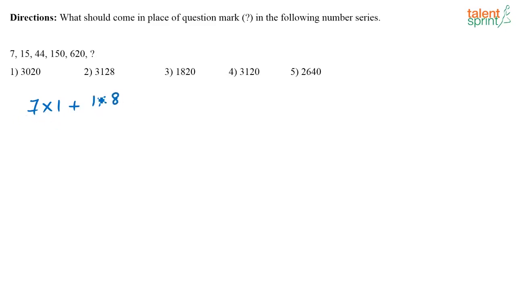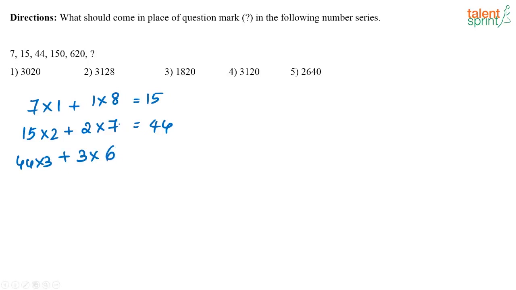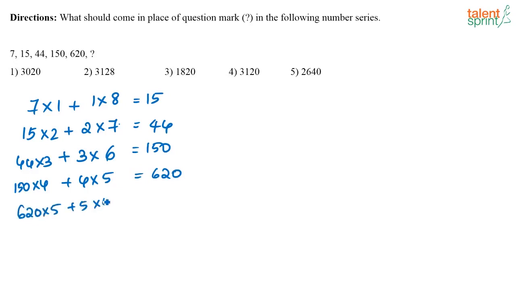So here what they have done is 7 into 1 plus 1 into 8, that is 15. Now, next one, you get 15 as the answer here, right? So 15 into 2 plus 2 into 7. Here, basically, they're decreasing one number incoming. And that will be equal to 44. So the next one will be 44 into 3, again plus 3 into here 6. Which is 150. Then again you have 150 into 4 plus 4 into 5. That is equal to 620. Then 620 into 5 plus 5 into 4, which is equal to 3120. So your answer is going to be option 4, 3120.